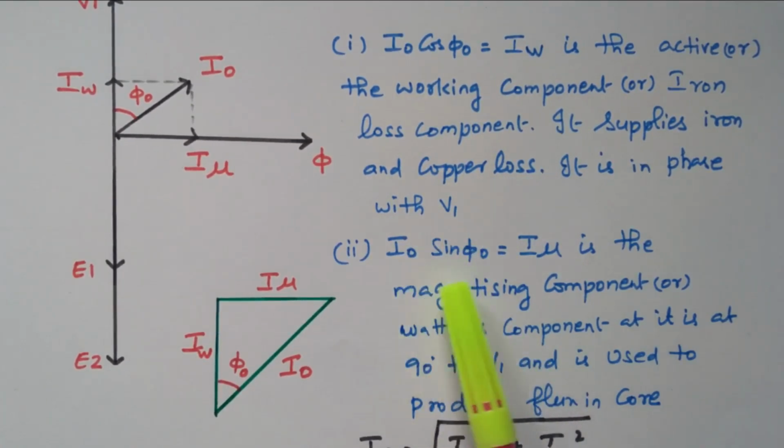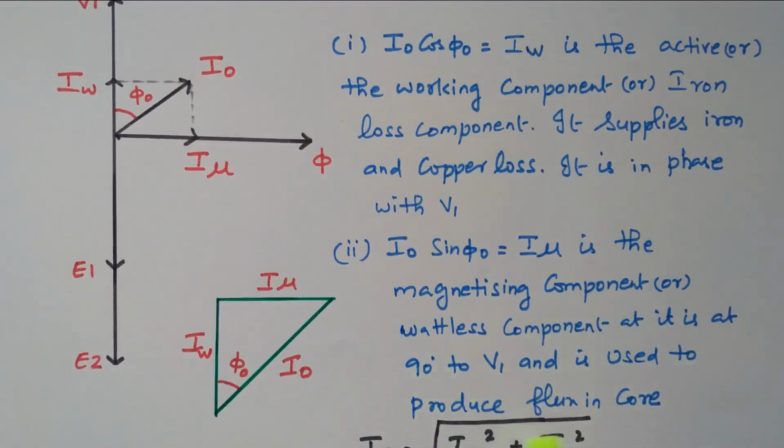Another one, I naught sin phi equal to I mu. So this is the magnetizing component. The little bit of current used for the magnetizing component is a wattless component, which is at 90 degrees, it is at 90 degrees with V1.